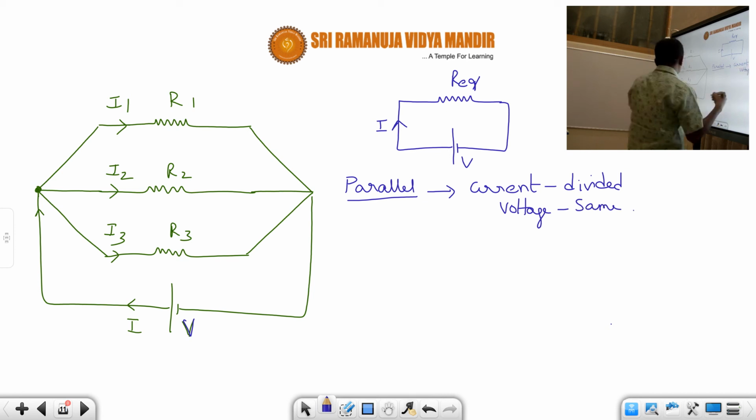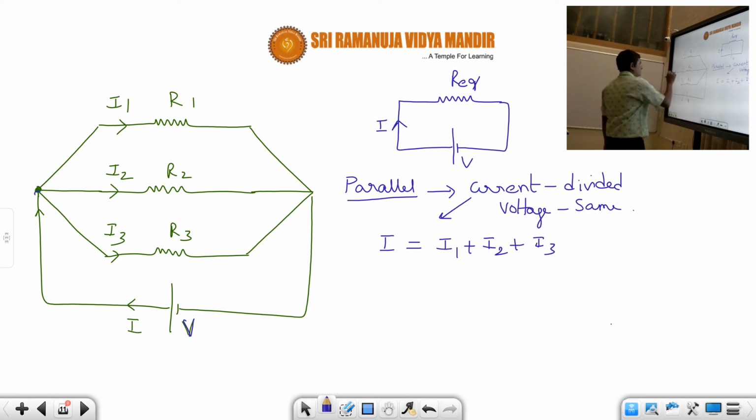So now, since current gets divided, we can write down that I is equal to I1 plus I2 plus I3 at this point. What is the incoming current? I. What are the leaving currents? I1, I2, I3. In fact, this is called Kirchhoff's current law, students. Afterwards, we'll see. So I equals I1 plus I2 plus I3.